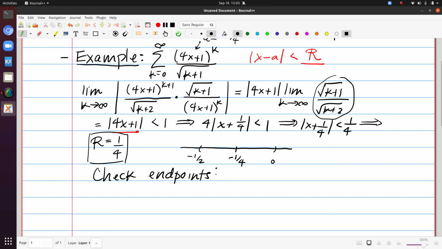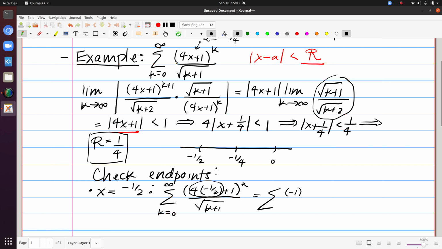So checking the endpoints, I plug each one in turn back into my power series. Doing so with x equals minus 1/2 will give me (4 times minus 1/2 plus 1) to the k divided by square root of k plus 1. Now, when we plug that in, notice that 4 times minus 1/2 is negative 2, and I'm adding 1. So that's going to become a negative 1 in the numerator. So I get an alternating series.